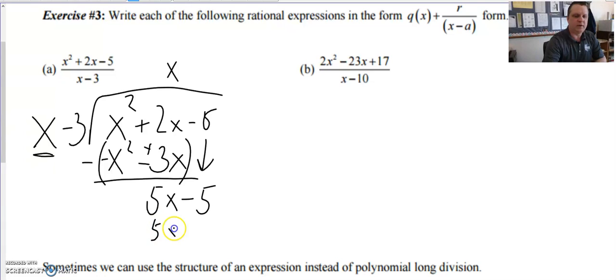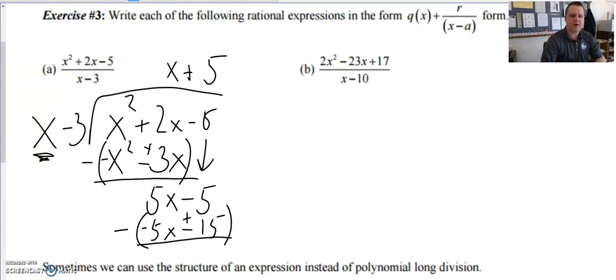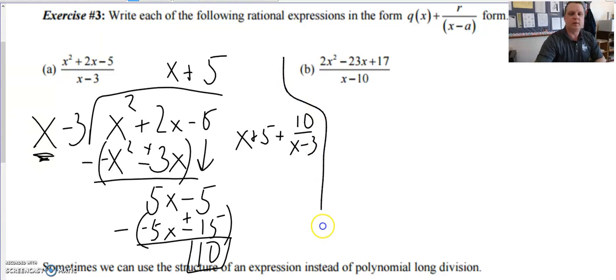We need to get rid of the 5x. So x times something gives me 5x. It is a 5. 5 times x is 5x. 5 times negative 3 is negative 15. Parentheses with the subtraction sign. Change. Change. 5x's cancel. Negative 5 plus 15 is 10. That is your remainder. So you can write it as x plus 5 plus 10 over x minus 3.